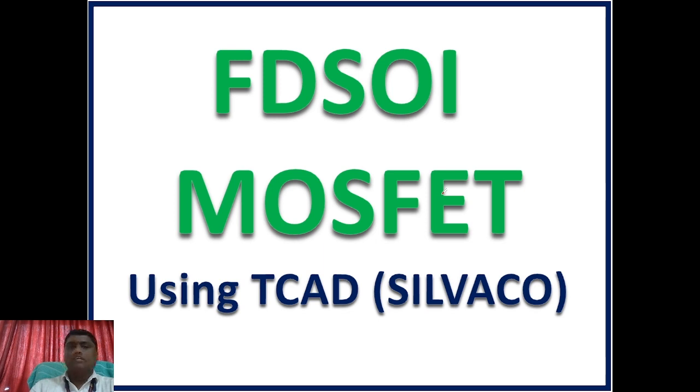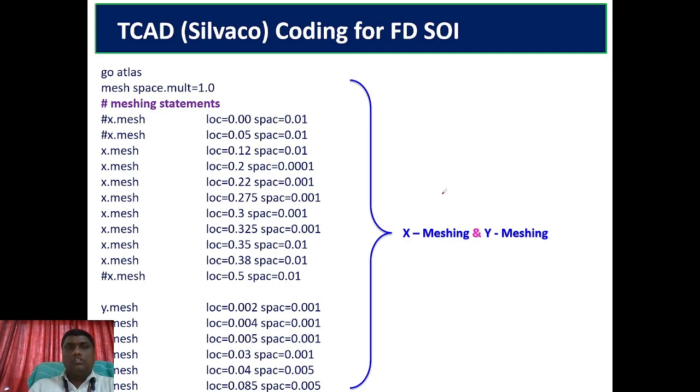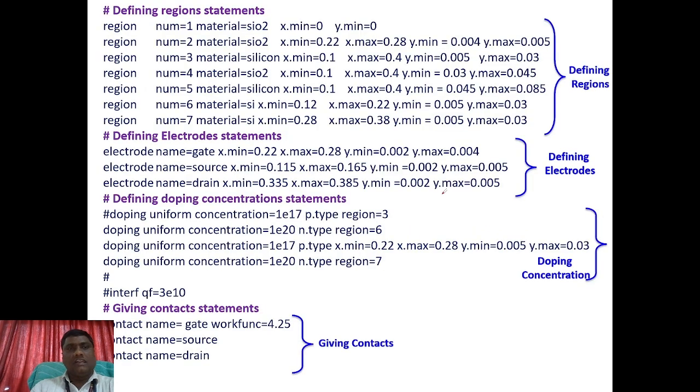For the fully depleted SOI MOSFET using TCAD, I am going to show you the code and also the outcome of the devices which we have run through Silvaco. So this is the TCAD code for the fully depleted SOI. Here we have Go Atlas, and mesh spacing multi is one that we have taken into consideration. It shows the meshing statements, where we have the X mesh and Y mesh to form the workspace of the device. Later we have defined the regions and the electrodes. We have three electrodes here: gate, source, and drain. And also we have the doping concentrations of the source, drain, and the channel.